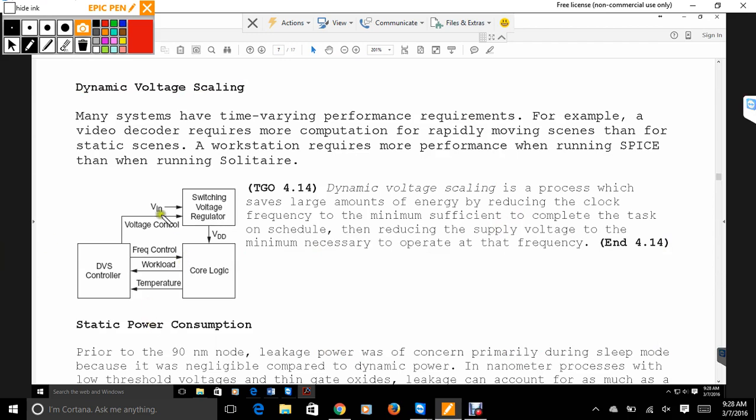And the way this is done, so this is the TGO. We have this dynamic voltage scaler controller, right? And it has a number of different inputs and outputs. We have some core logic, which is actually what we're trying to run, and it's going to measure the temperature and the workload. And then our two inputs: we're going to have our voltage controller, and then our max supply voltage, V_in.